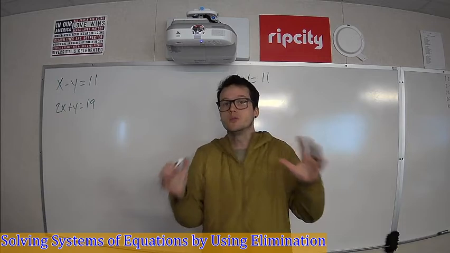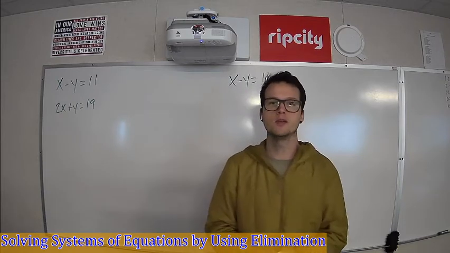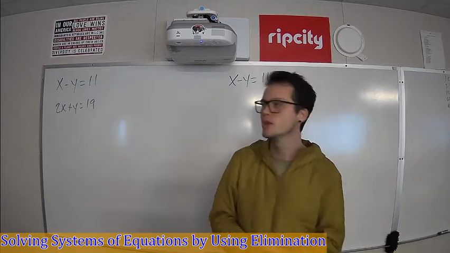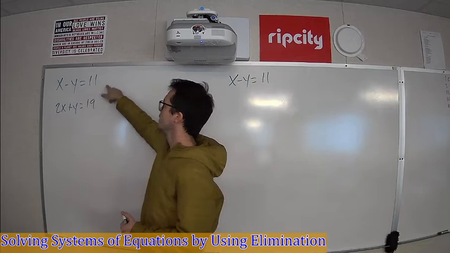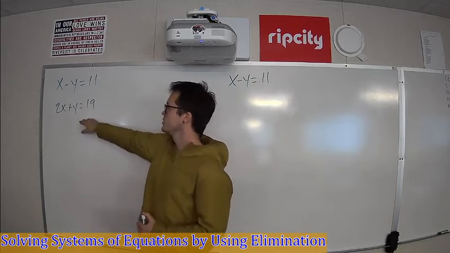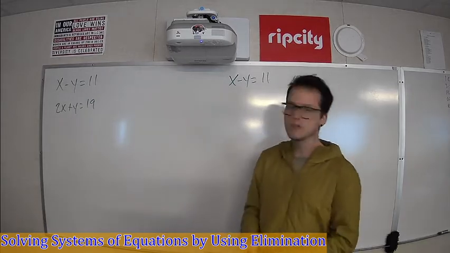So again, you can do any of these ways, but sometimes it'll be easier to use one way versus another. So here's how we're going to use elimination. Say you're given a system of equations like this. Our first equation is x minus y equals 11. Second equation is 2x plus y equals 19. That's challenging. There's a lot going on there.